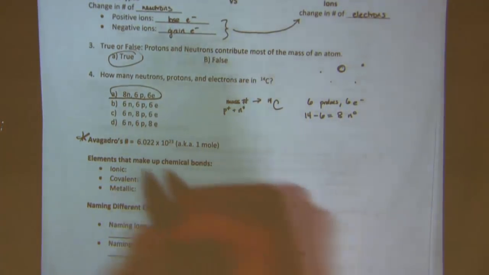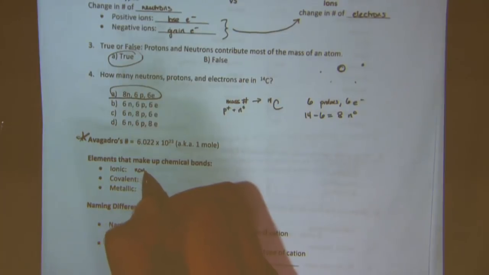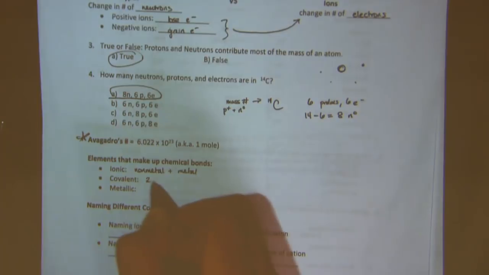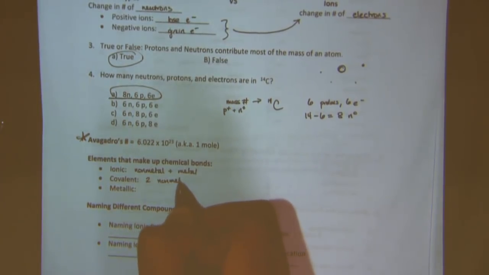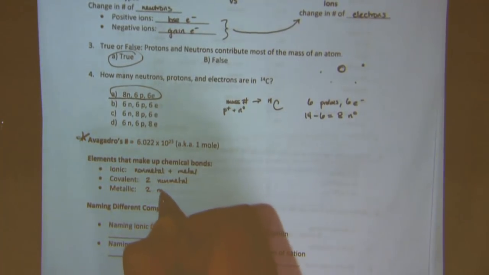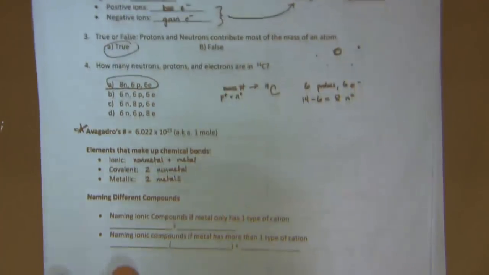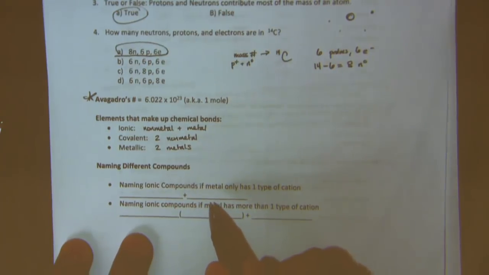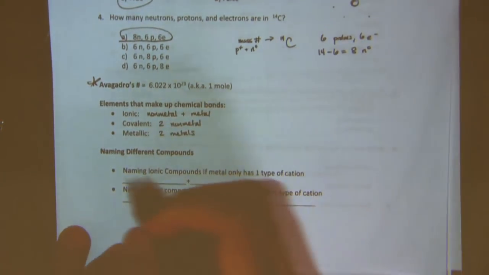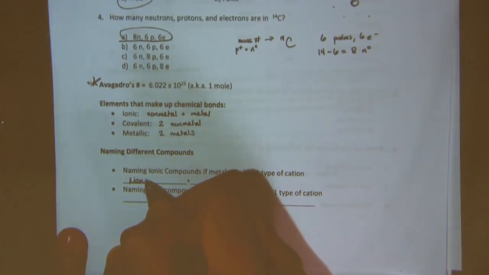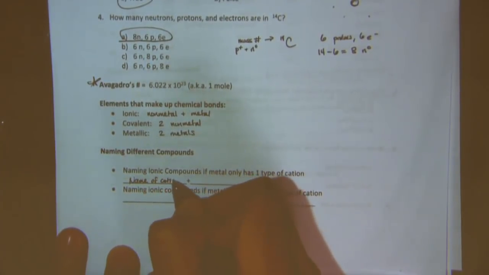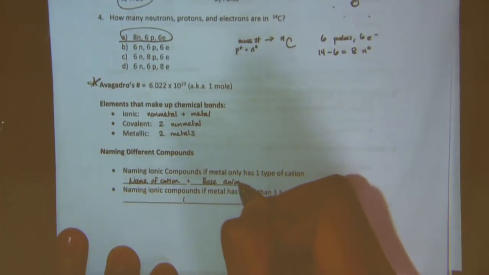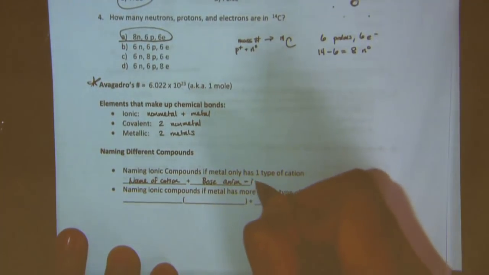So elements that make up chemical bonds, we have ionic, in which we have a nonmetal bonding to a metal. Covalents are just 2 nonmetals, and metallic bonds are 2 metals. So when we're naming ionic compounds, if the metal only has 1 type of cation, we're going to give the name of the cation, followed by the base anion, and replacing the suffix with "ide."